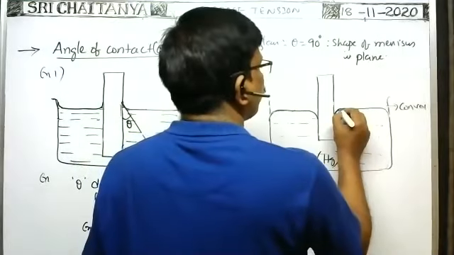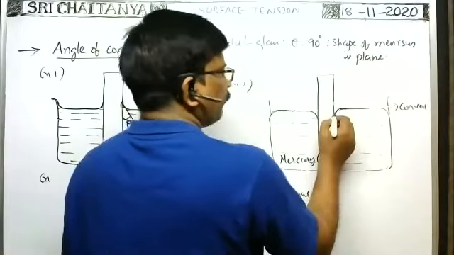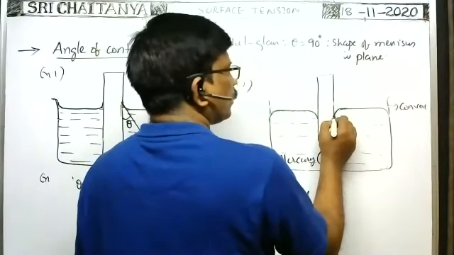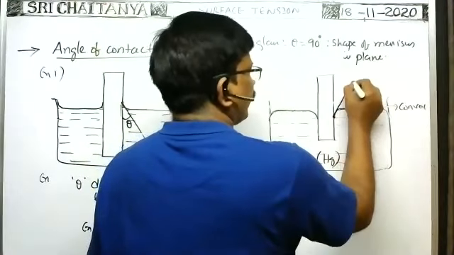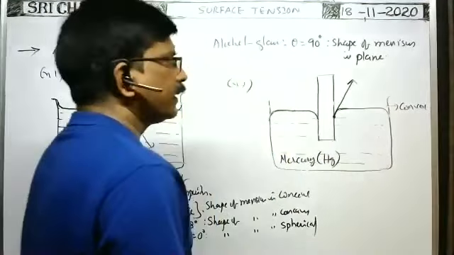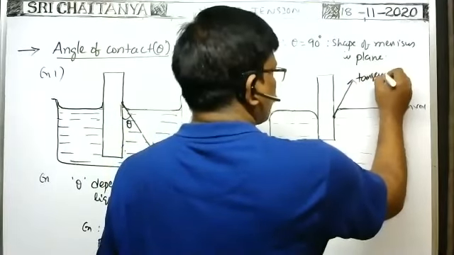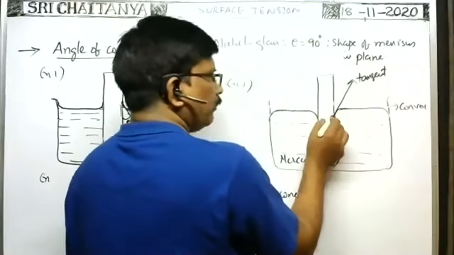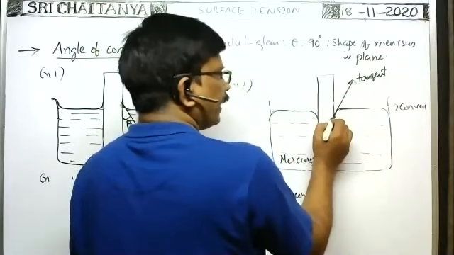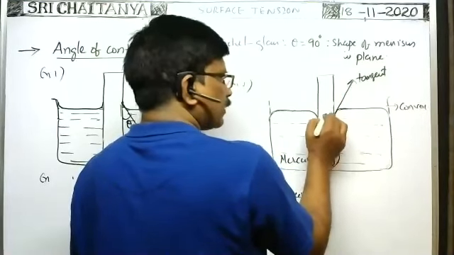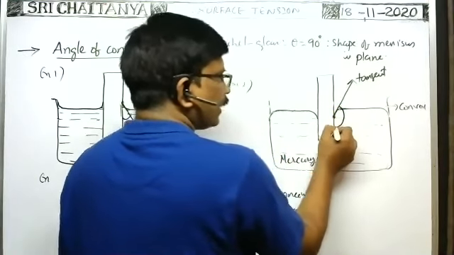So at the point of contact of the mercury with the surface of the glass plate, if you draw the tangent at this point of contact to the surface of the liquid, you will get the tangent like this. This is the tangent drawn at the point of contact of the liquid with the solid. The angle between the tangent to the surface of the liquid and the surface of the solid inside the liquid.